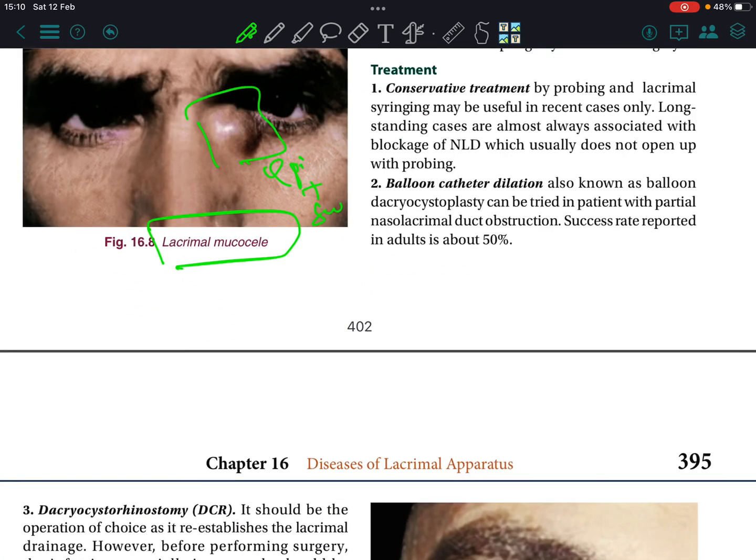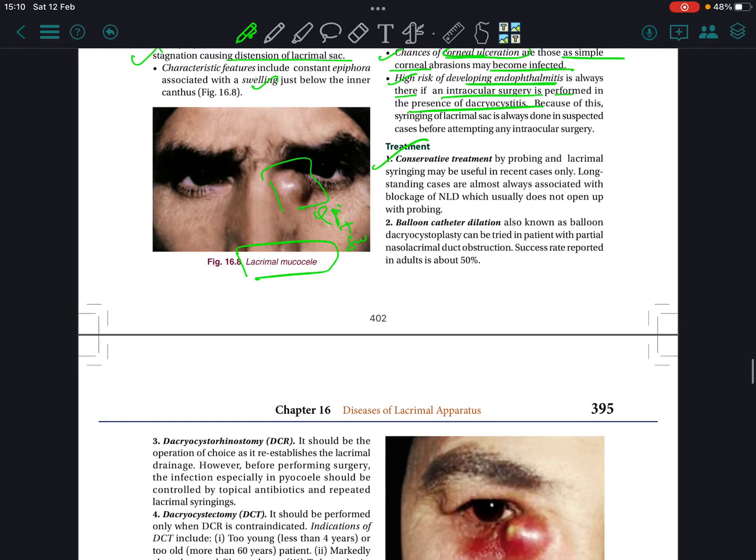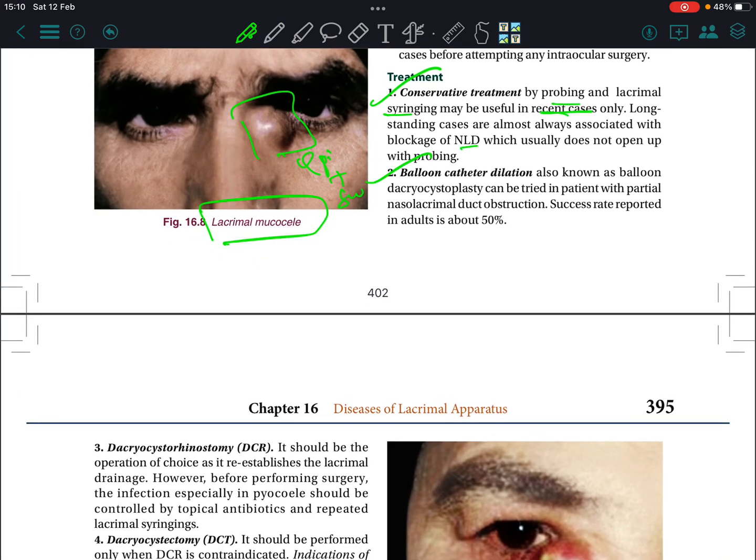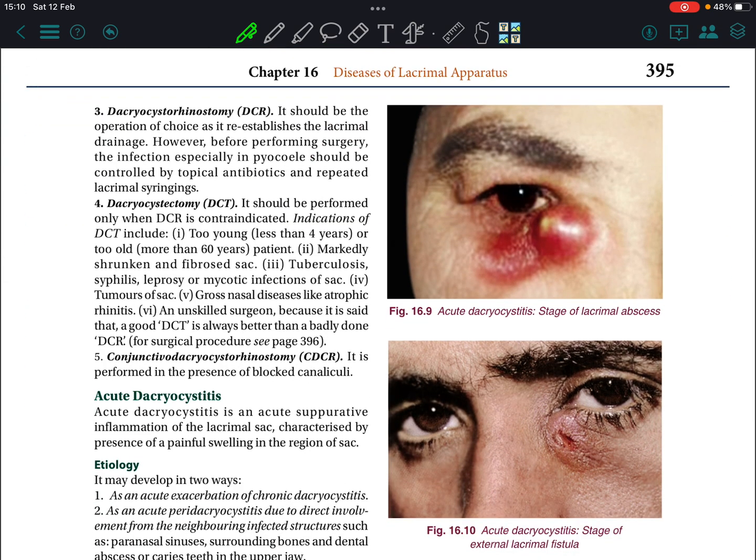Treatment: conservative balloon catheter dilation, probing and lacrimal syringing may be used in recent cases. Long-standing cases are almost always associated with blockage of the NLD. Balloon catheter success rate reported in adults is about 50%. Dacryocystorhinostomy is usually not done in children, but in adults it is done. It should be the operation of choice as it re-establishes the lacrimal drainage. However, before performing surgery, the infection, especially pyocele, should be controlled by topical antibiotics.